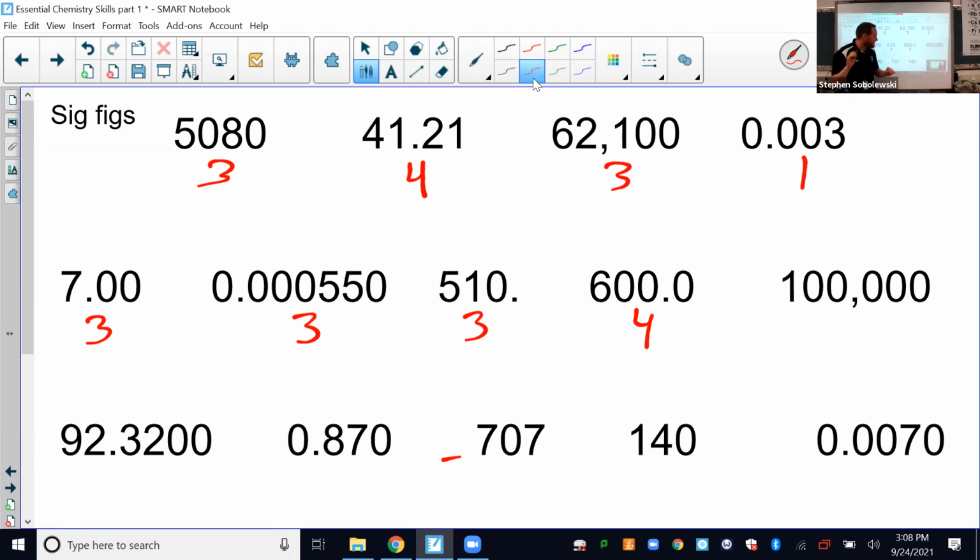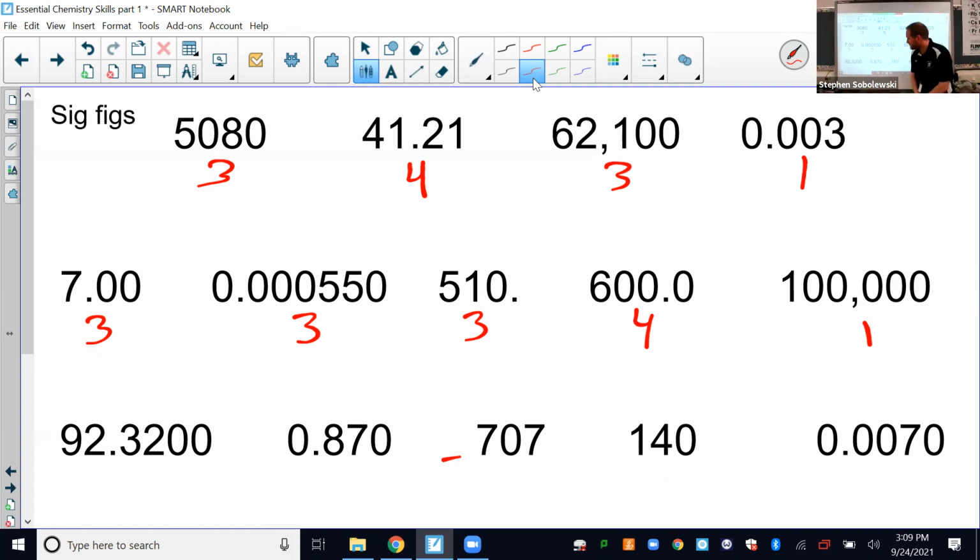I sometimes get students that will call this 2 sig figs. They'll say, well, the 6 counts definitely, and the 0.0 counts, because anytime you have a decimal point, anything after the decimal counts. Well, yeah, but everything in between always counts. You can never have non-significant digits in the middle of a number. Never. They're only ever going to be at the front if they're leading zeros, or at the back if they're trailing zeros with no decimal place. 4 sig figs. 100,000, 1 sig fig.